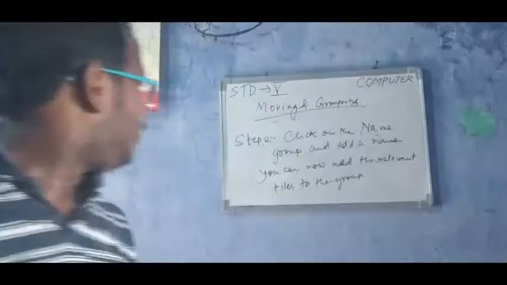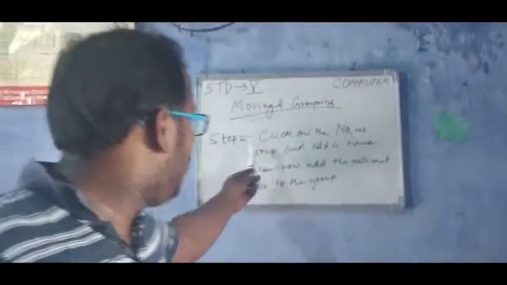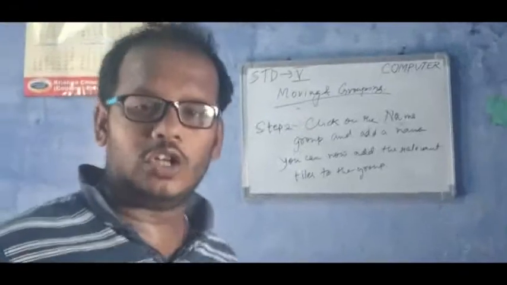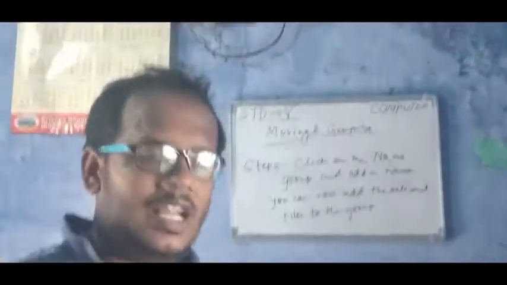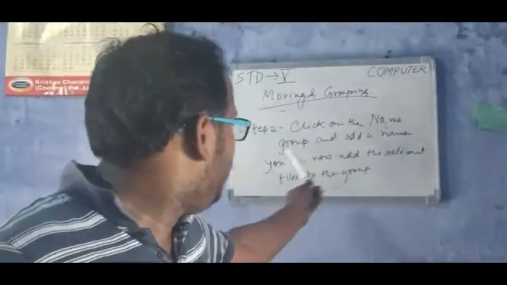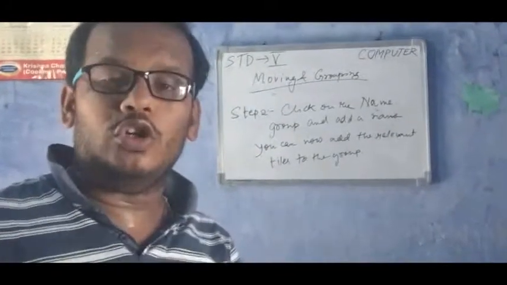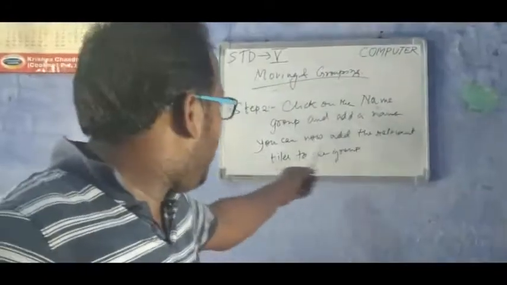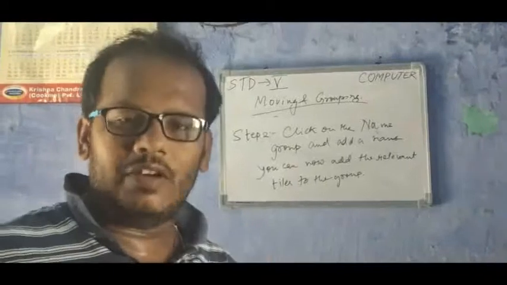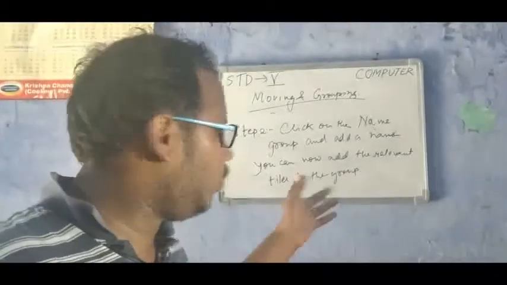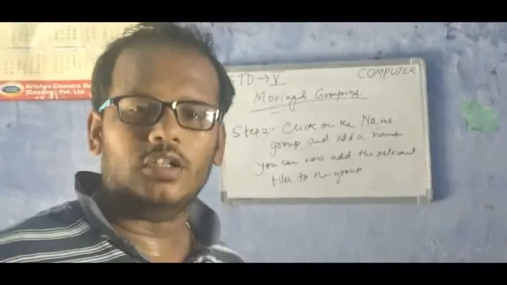Now step 2. What is step 2? Click on the name group. You need to click on the name group as well as add a name. In that group you need to add a name, and you can now add the relevant tiles. Whatever relevant tiles are there, you need to add them to the group. Clear?